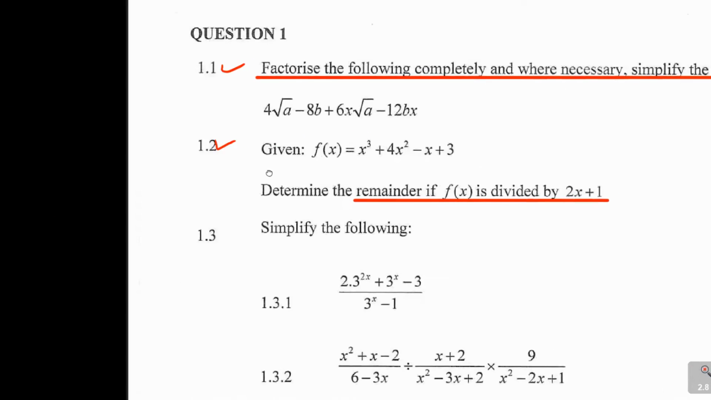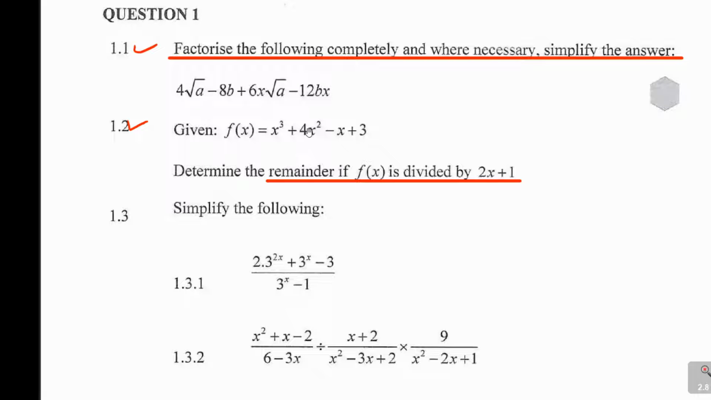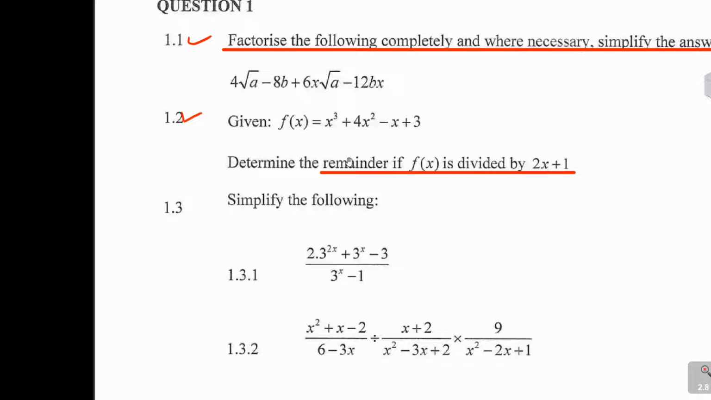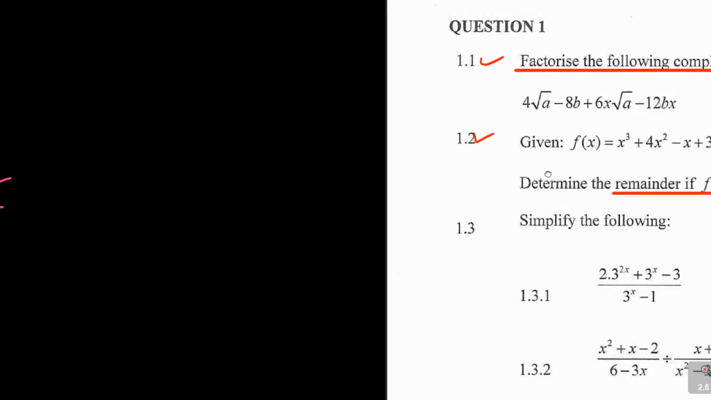What are you saying? They are saying given that f of x is this thing, then determine the remainder. How many marks was this? 3 marks. It was just a given, the remainder. So what you do is you're going to take this f of x. I'm going to write it down also here to say my f of x is equal to x cubed plus 4x squared minus x plus 3.